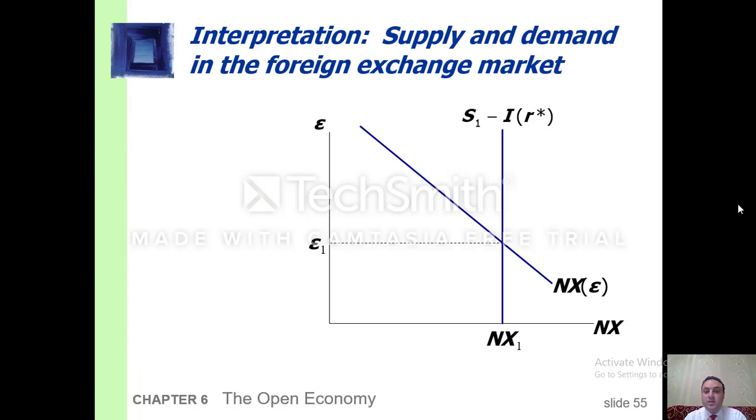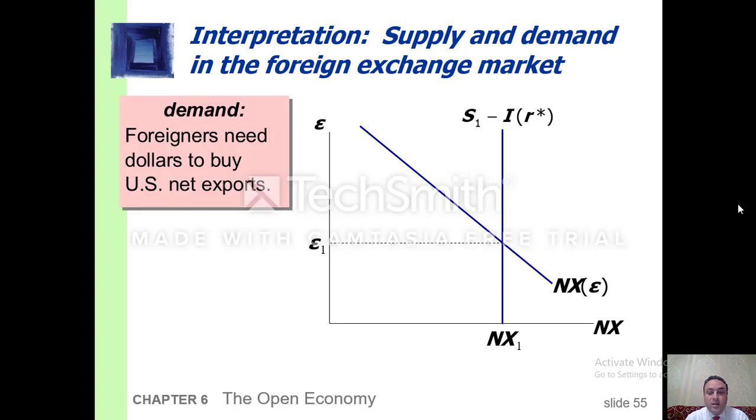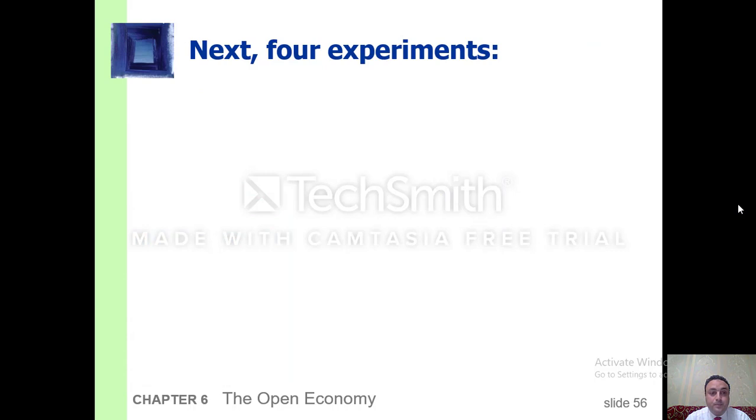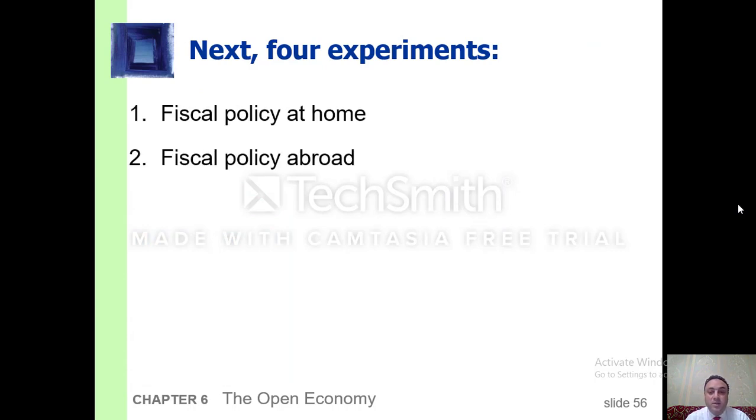To interpret this figure, supply and demand in the foreign exchange market, you can see that the demand is that foreigners need dollars to buy US net exports, and the supply is the net capital outflow in the vertical curve, the supply of dollars to be invested abroad. So we have four experiments in this section.